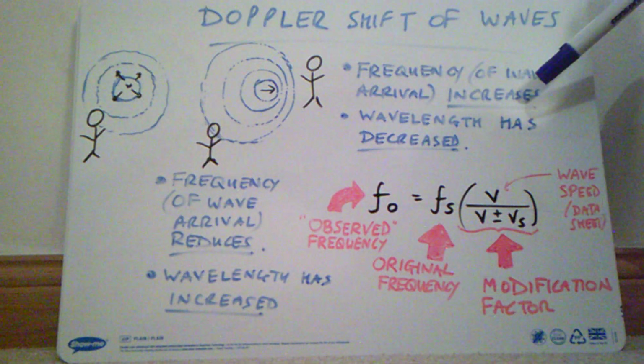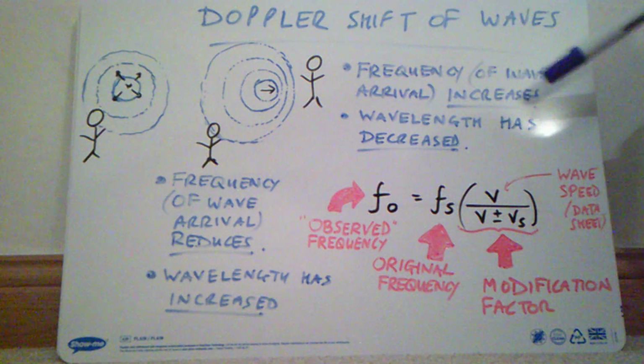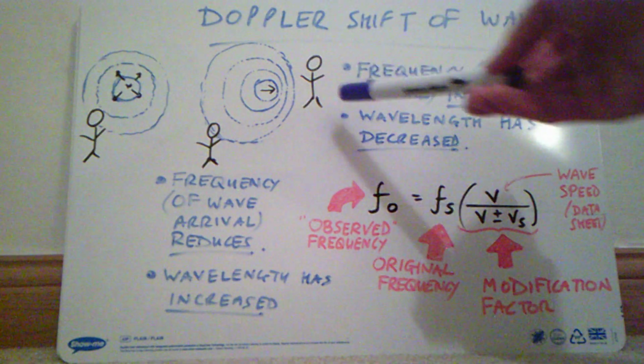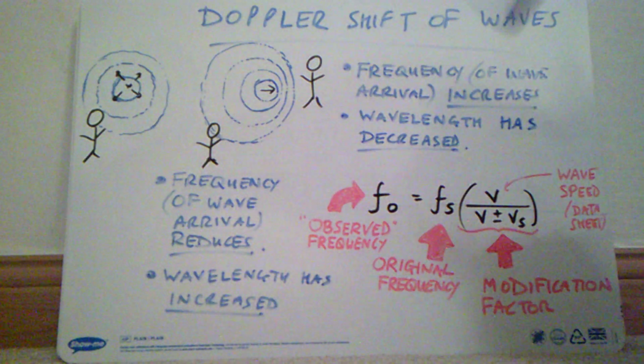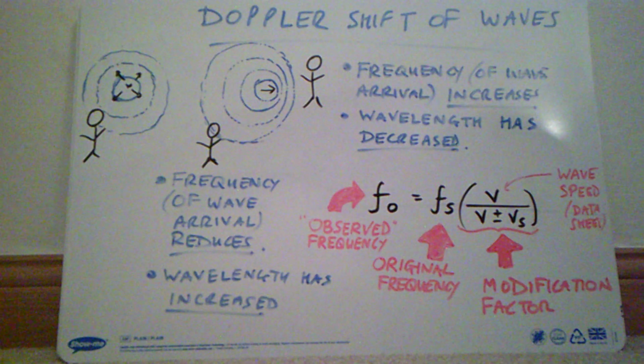If, however, you were in front of said duck and it was approaching you, then the frequency of wave arrival would actually go up. You have more waves arriving every second, and if you think about a wave vibrating, if the frequency is going up, then the wavelength gets smaller.